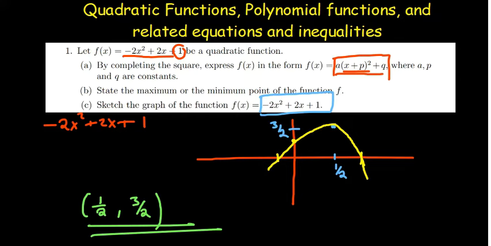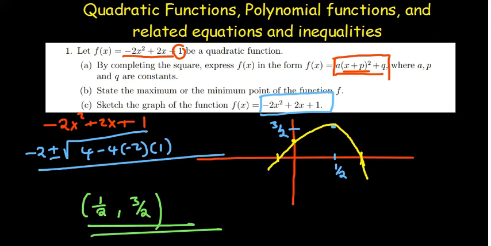So if you go by the formula, negative b plus or minus the root of b squared, where b is 2, minus 4ac, over 2a. So under the square root we've got 4 times 2, that is 8. So 4 plus 8 is 12, right? So I have negative 2 plus or minus root of 12 over negative 4.